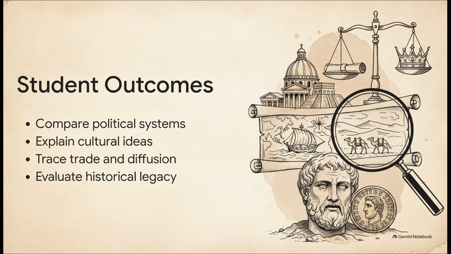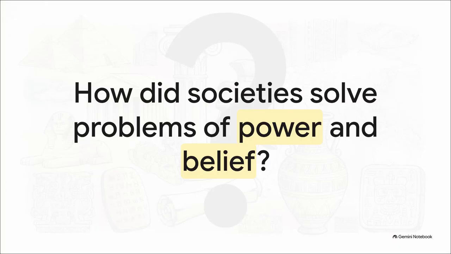You won't just know what happened, you'll know how to prove why it matters, using solid evidence to back up your conclusions. All of this leaves us with the ultimate question that's going to guide your entire year. How did ancient societies solve problems of power, belief, and community? Because honestly, every single law passed, every war fought, and every god worshipped was really just human beings trying to figure out how to live together, what to believe in, and who gets to be in charge.